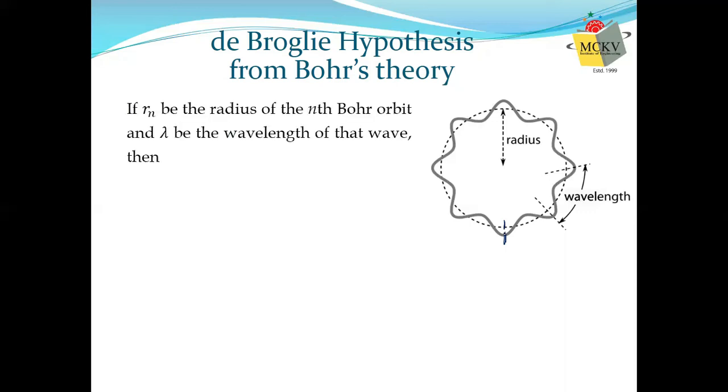Therefore, if Rn is the radius of the nth Bohr orbit, if we assume this is the nth Bohr orbit, its radius is Rn, and lambda is the wavelength of the associated wave, then the circumference 2 pi Rn must accommodate an integral number of waves of wavelength lambda. So from that, the radius Rn can be written as n lambda by 2 pi.